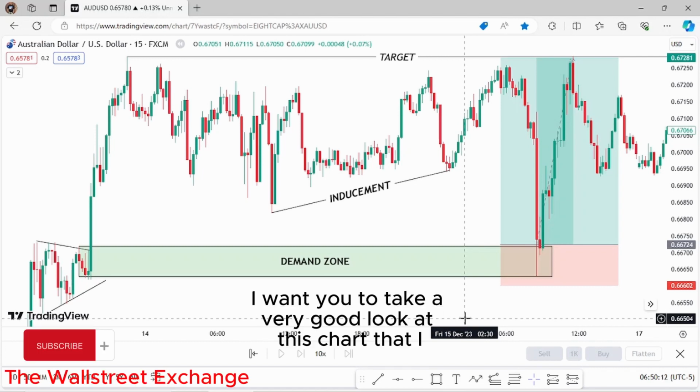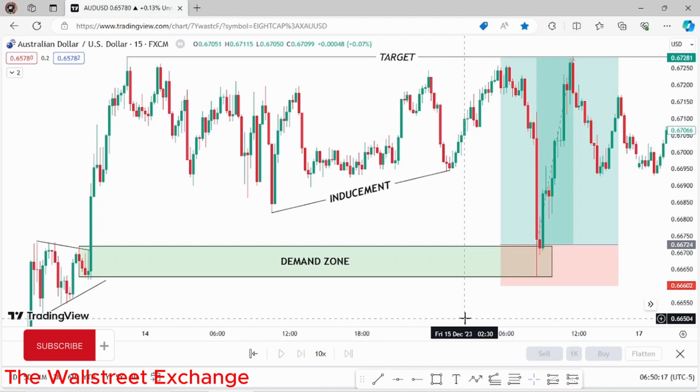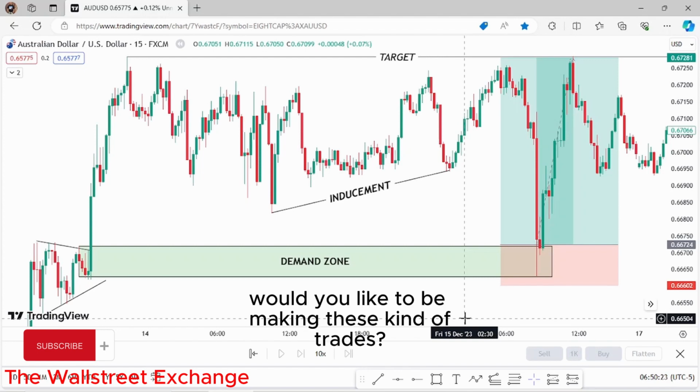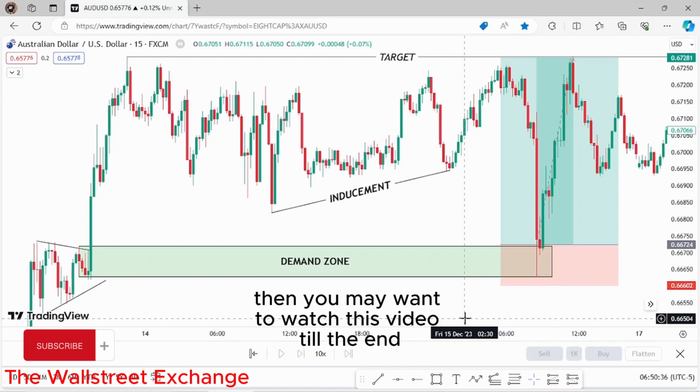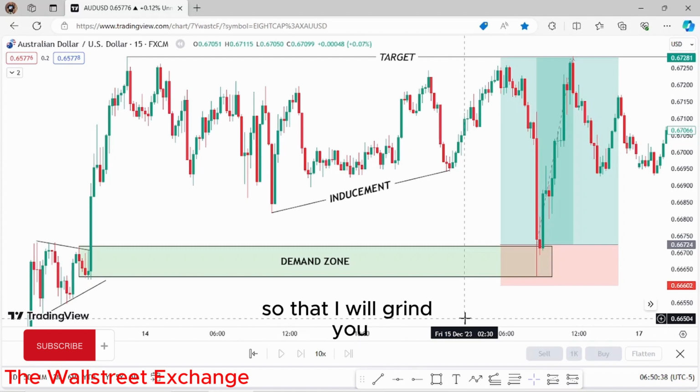But before we start, I want you to take a very good look at this chart that I made here. Does it look good to you? Would you like to be making this kind of trades? Would you like to be seeing this kind of trade in the market? If your answer is yes, then you may want to watch this video till the end so that I will grind you on the topic inducement.